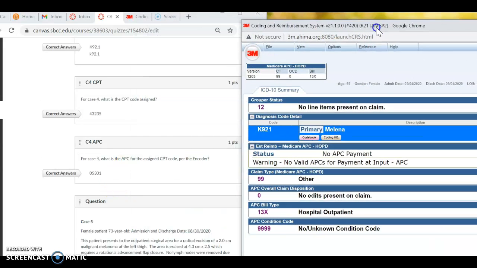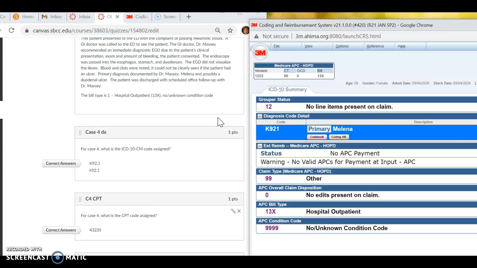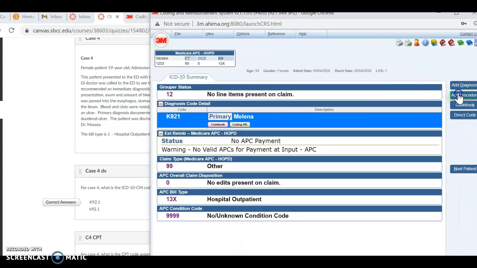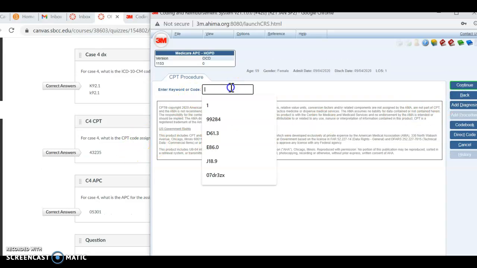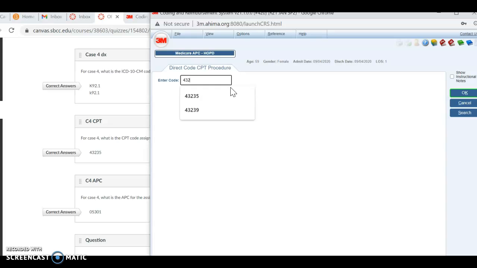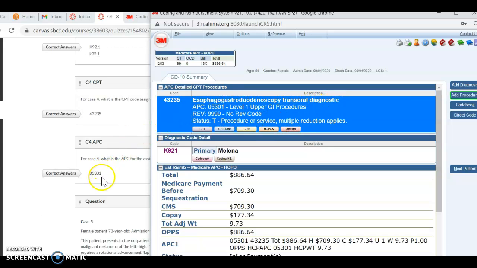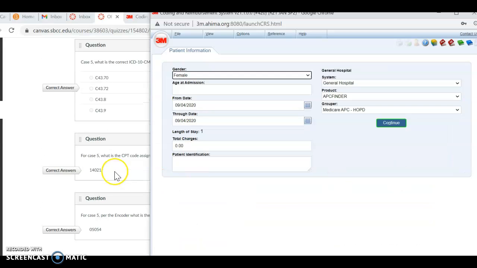Looking here, let's see what our CPT code is. Case 4, we did an EGD, right? So that should have been 43235. All right, so I have all this in. I have my EGD in. My APC is 05301. Everything else, again, is all written out, so hopefully everybody got that one. Let's go to case number 5.